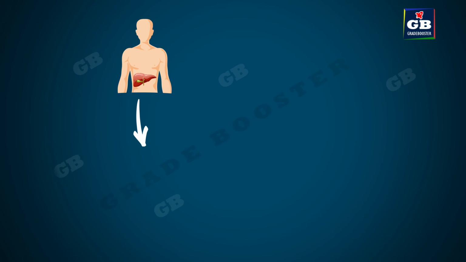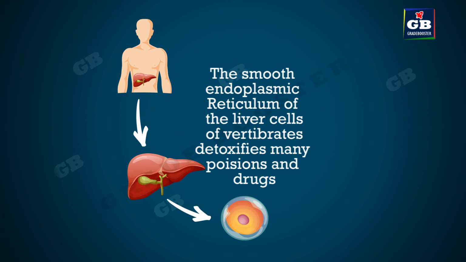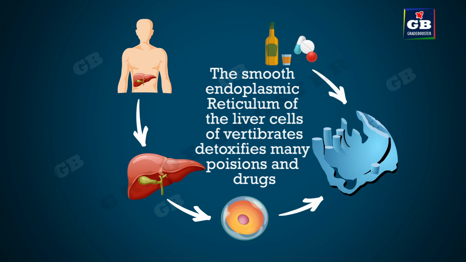3. In vertebrates, smooth endoplasmic reticulum plays an important role in detoxifying the toxins and drugs. So these are the structural features and functions of endoplasmic reticulum.